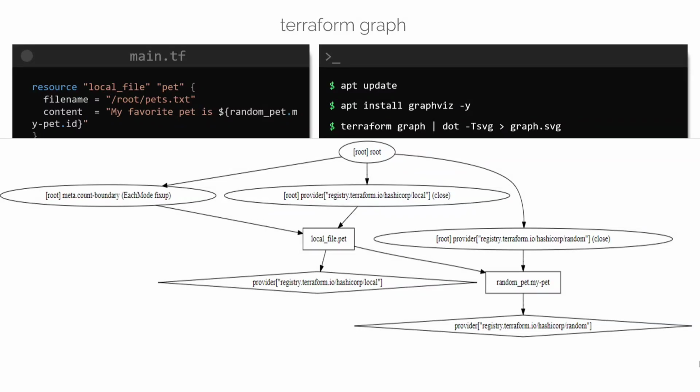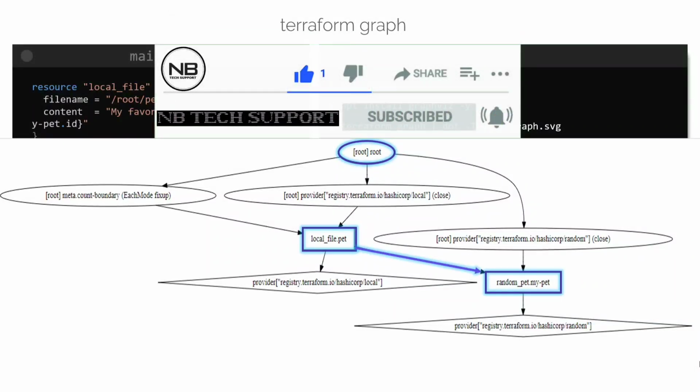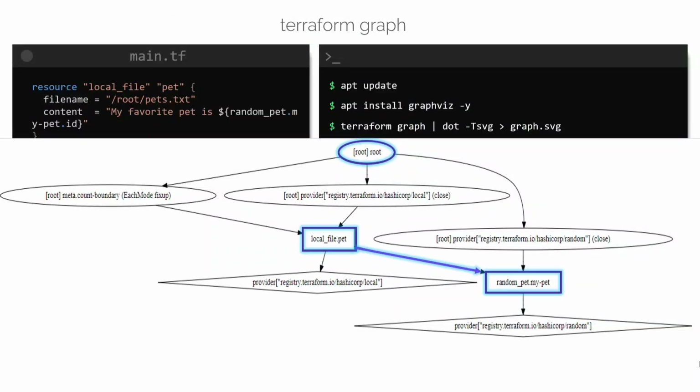The root is the configuration directory where the configuration for this graph is located. We can see that there are two resources, the local file called pet and the random pet resource called myPet that makes use of the local and the random provider respectively. And finally, we can see that the local file called pet depends on the random pet resource called myPet, as we have used a reference expression in the local file resource that points to the ID of the random pet.